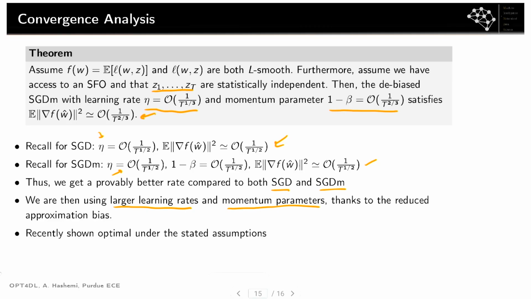Okay, and finally, recently it's been shown that this is the best rate we can get. So this algorithm under this assumption is one of the optimal algorithms. It's not the only optimal algorithm, but I would say it's one of the simple ones, which has this very intimate connection to both SGD with momentum as well as variance reduction, as we discussed in the context of SVRG.